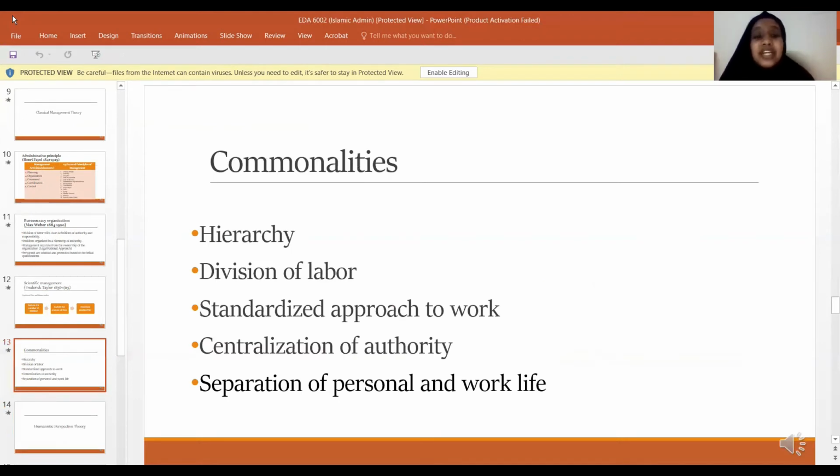Okay, the commonalities between the three theorists: they agree on the hierarchical, which is the authority of the management or the authority people or leaders. Divisions of labor. They also agree with the standardized approach to work, centralization of authority, and separation of personal and work life.